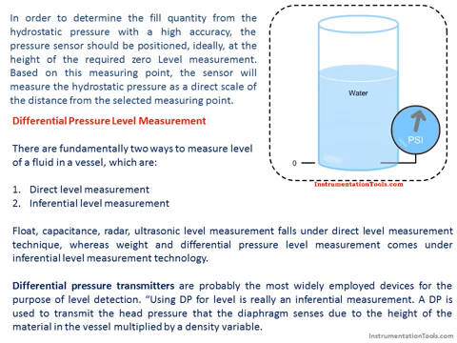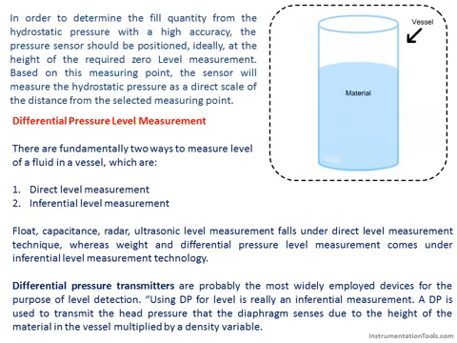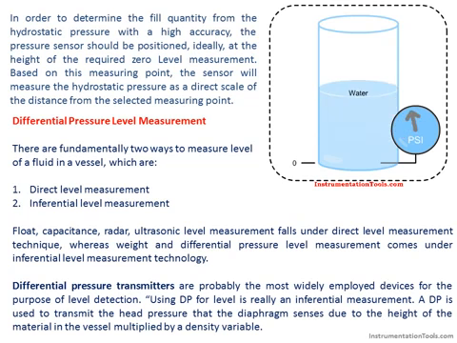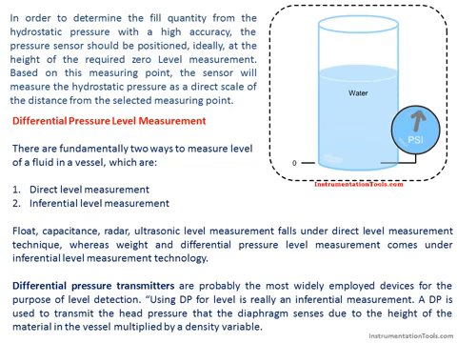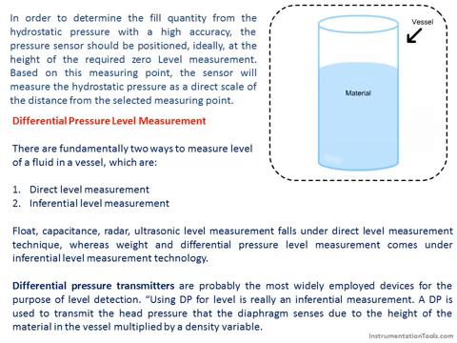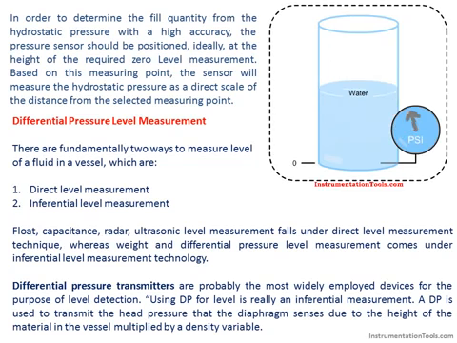There are fundamentally two ways to measure level of a fluid in a vessel, which are 1. Direct level measurement. 2. Inferential level measurement. Float, capacitance, radar, ultrasonic level measurement falls under direct level measurement technique, whereas weight and differential pressure level measurement comes under inferential level measurement technology. Differential pressure transmitters are probably the most widely employed devices for the purpose of level detection. Using DP for level is really an inferential measurement.